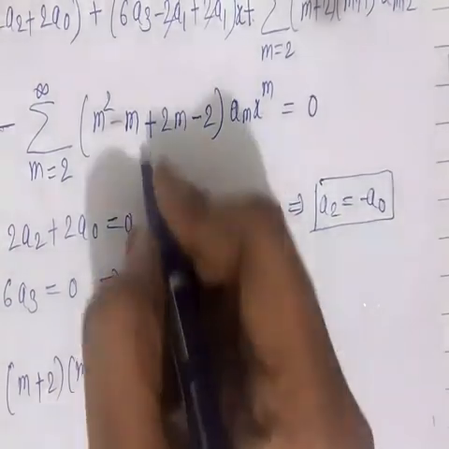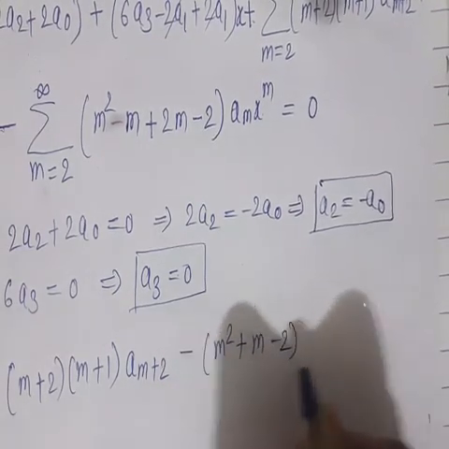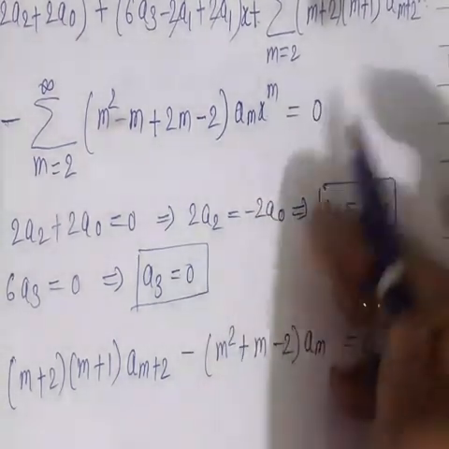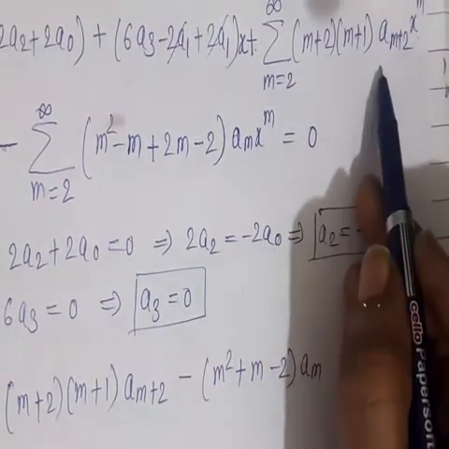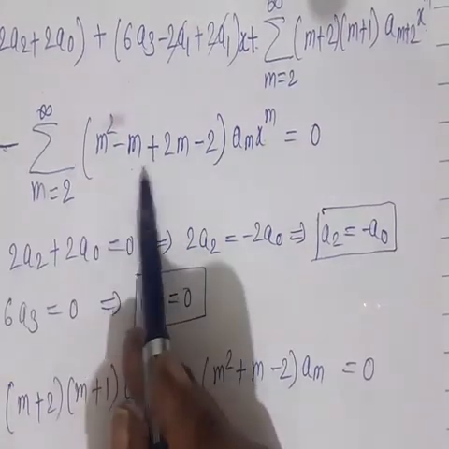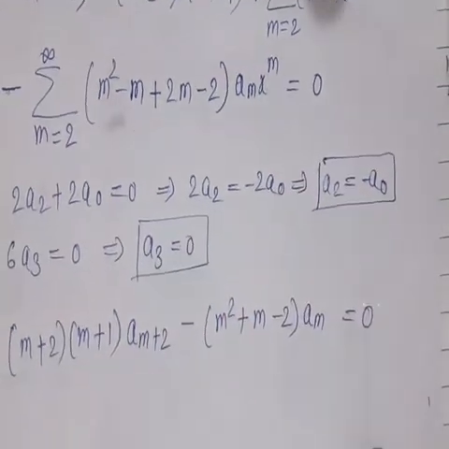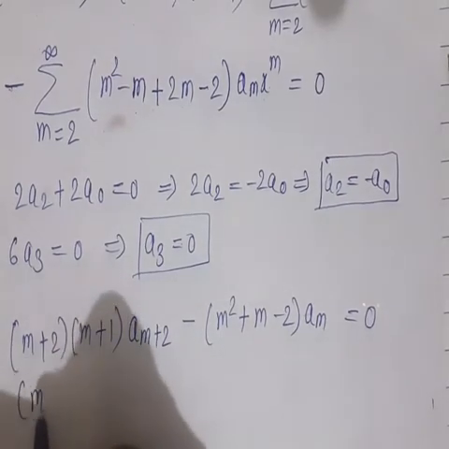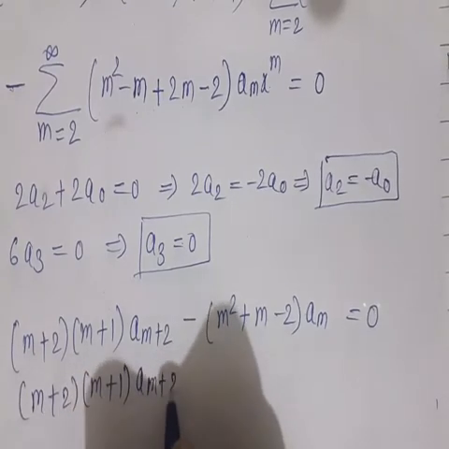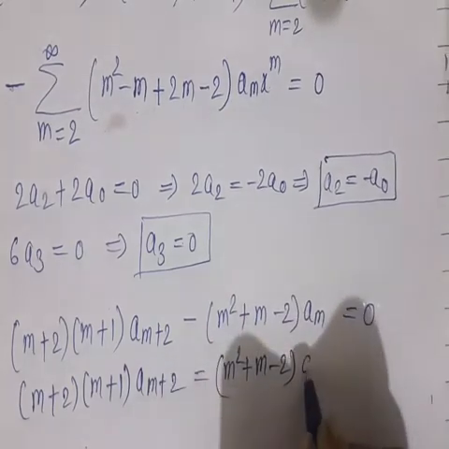minus m square plus m minus 2 multiplied by am equated to 0. See here, the coefficient is (m plus 2)(m plus 1) a of m plus 2 of x to the power m. Here the coefficient is minus of m square minus m plus 2m minus 2 into am, x to the power m. Now we equate it to 0, so it can be written as (m plus 2)(m plus 1) a of m plus 2 is equal to m square plus m minus 2 multiplied by am.